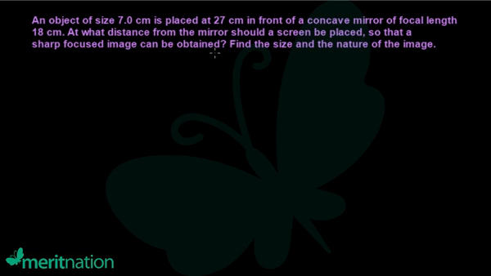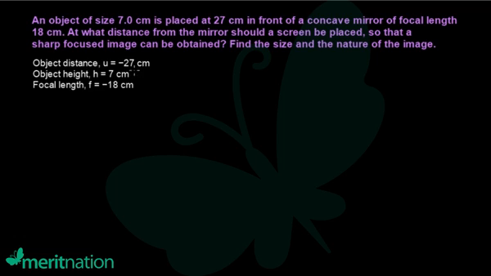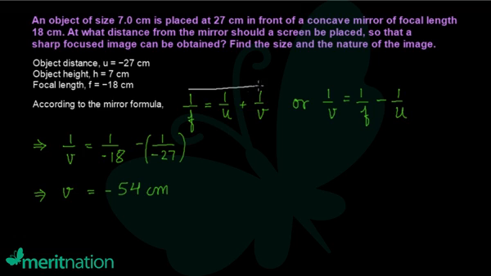So we have to basically find the image distance, and furthermore we have to also find the size and nature of the image. So first look at the data. The data given in the question is that object distance is -27, the object height and focal length are given respectively. So I will use the mirror formula to find out the image distance. I know that focal length, object distance and image distance are related by this mirror formula. So I can find the position of the image.